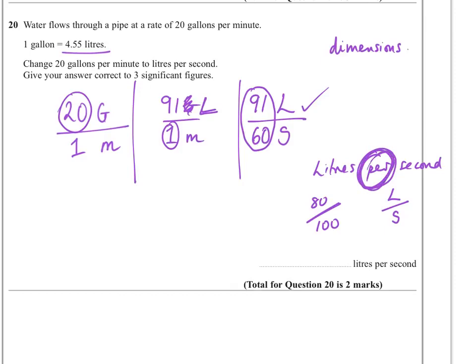So all we've got to do is 91 divided by 60, and that gives us 1.516 recurring litres per second, and it wants it to 3 significant figures here. So first, second, third, and the 6 would change the 1 to a 2, so we've got 1.52 litres per second. Or you could just write it in plain English like so.